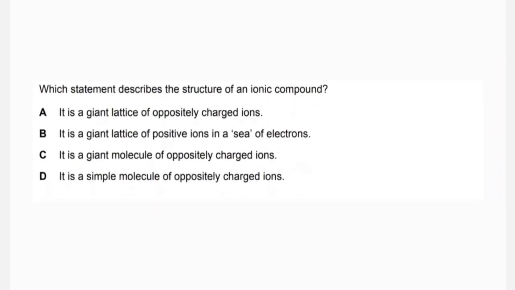Which statement describes the structure of an ionic compound? It is a giant lattice of oppositely charged ions, which is actually correct. It is a giant lattice of positive ions in a sea of electrons, which is actually a metal. It is a giant molecule. We cannot use molecule for ionic compounds. It's a simple molecule. Again, we cannot use that for ionic compounds. We cannot refer to ionic compounds as molecules.